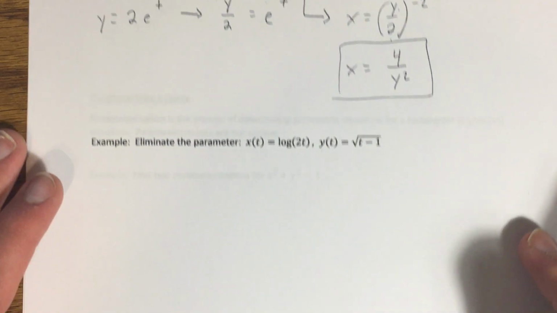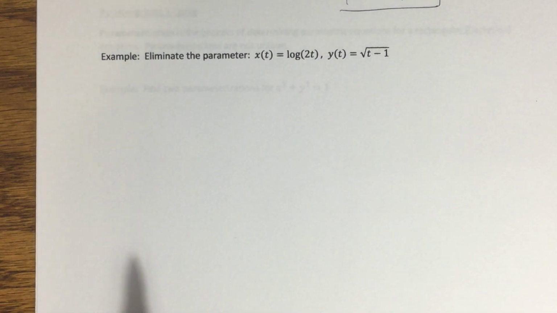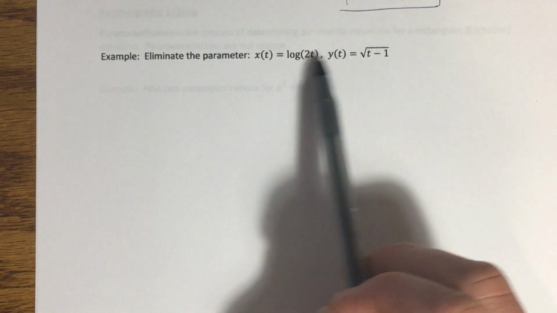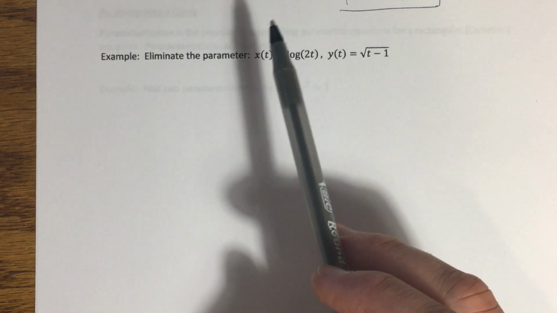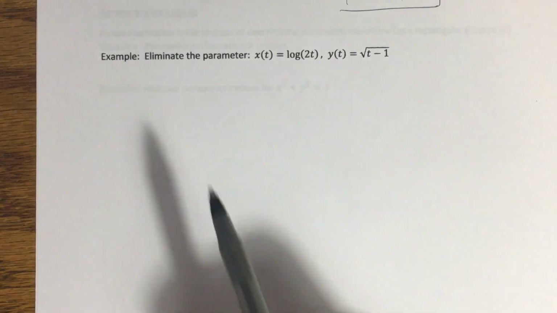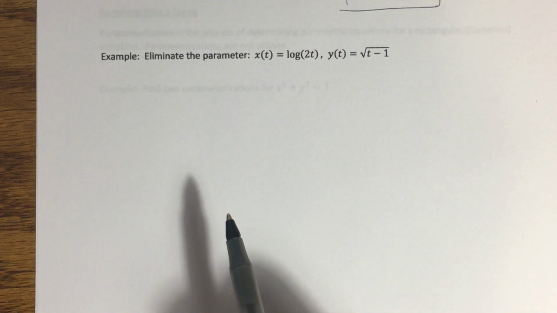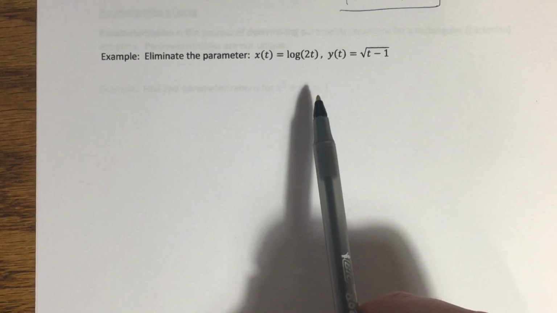All right, let's go ahead and move on to another example. We've done 3 examples so far of eliminating the parameter. One where the two parametric equations were like linear equations. We did one where the two equations were polynomials, the top of this page. We just did one where the two equations were exponential. Now we're going to do one that involves logarithms.